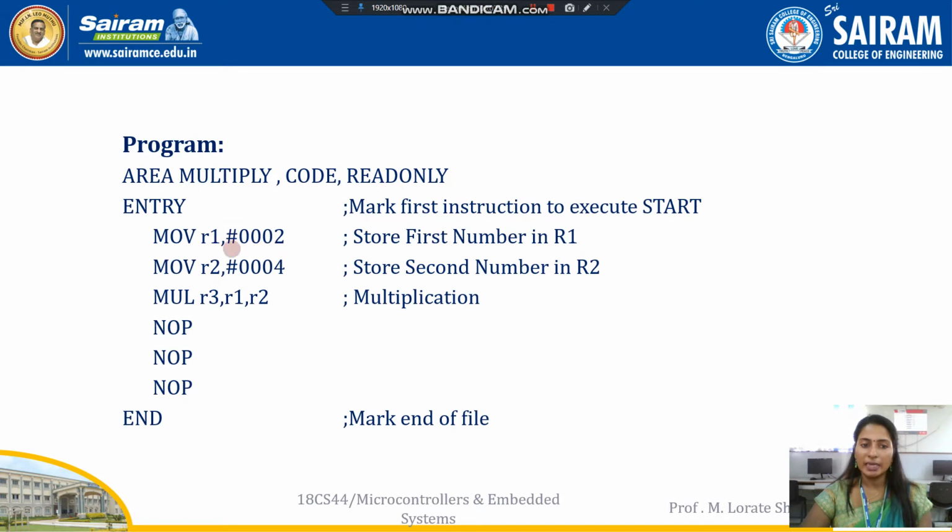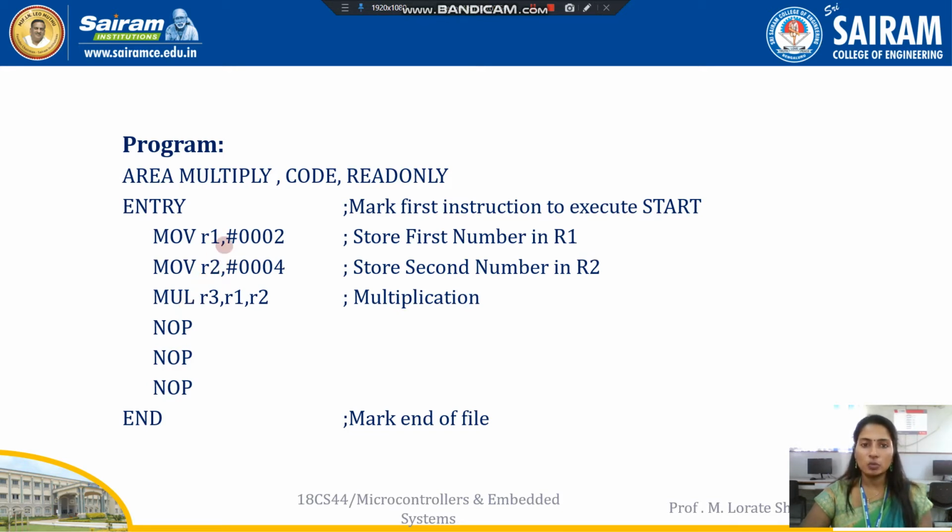MOV R1, #0002. The hash indicates that the data is immediate data. Immediate data moves to the R1 register. So after the execution we can find 0002 in the R1 register. In the second instruction we are moving 0004 immediate data to the R2 register. After this instruction we can find 0004 in the R2 register.